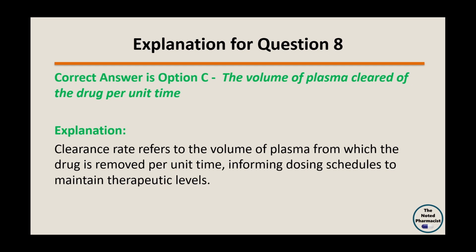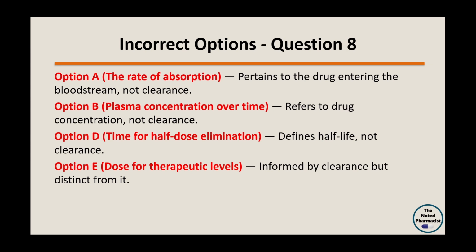Why other options are incorrect? Option A, which says the rate at which a drug is absorbed, is incorrect because absorption rate relates to how quickly the drug enters the bloodstream, not its clearance. Option B, which says the amount of drug in the plasma over time, is incorrect because this describes plasma concentration, not clearance. Option D, which says the time taken to eliminate half of the drug dose, is incorrect because this defines half-life, not clearance. Option E, which says the dose needed to achieve therapeutic levels, is incorrect because dosing requirements are informed by clearance but are not the same as clearance itself.